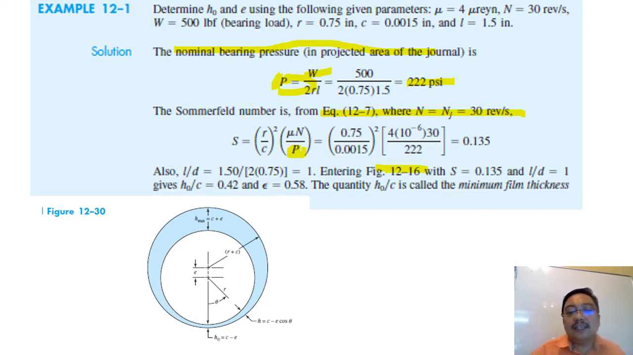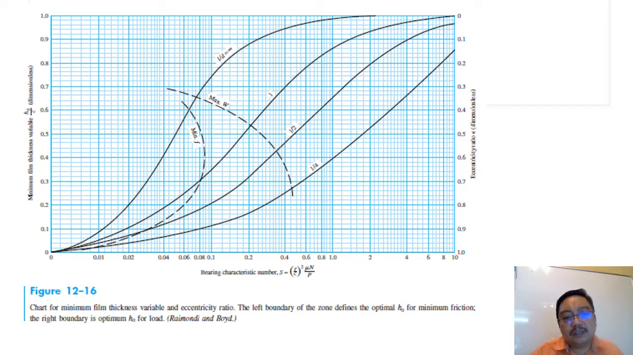Okay, let's see. This is figure 12.30. If you're not familiar with what the term C is and what the term R is, you can see this picture. Okay, from figure 12.30. Now this is figure 12.16. Basically it has the Sommerfeld number.